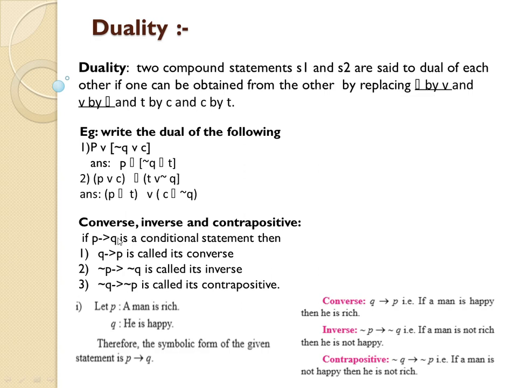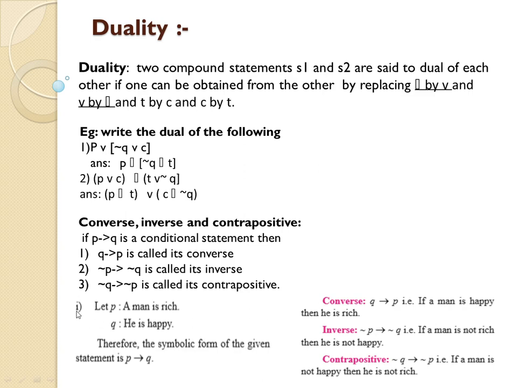Next topic is converse, inverse and contrapositive. This topic is only applicable for the logical connective implication. If P implies Q is a conditional statement, then Q implies P is called its converse. Negation of P implies negation of Q is called its inverse. Negation of Q implies negation of P is called its contrapositive.